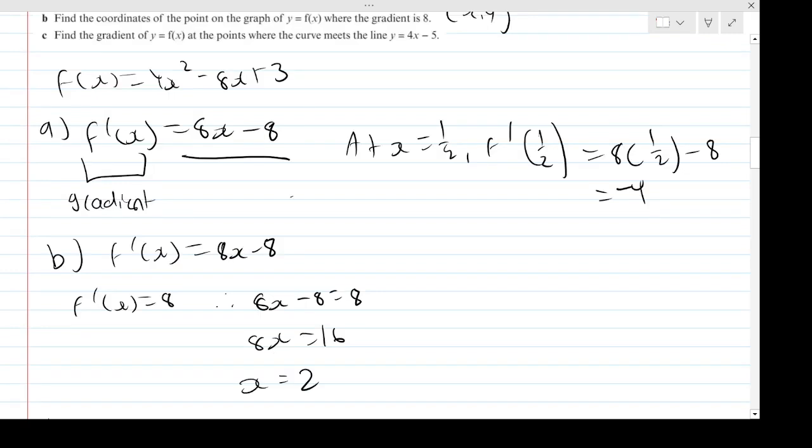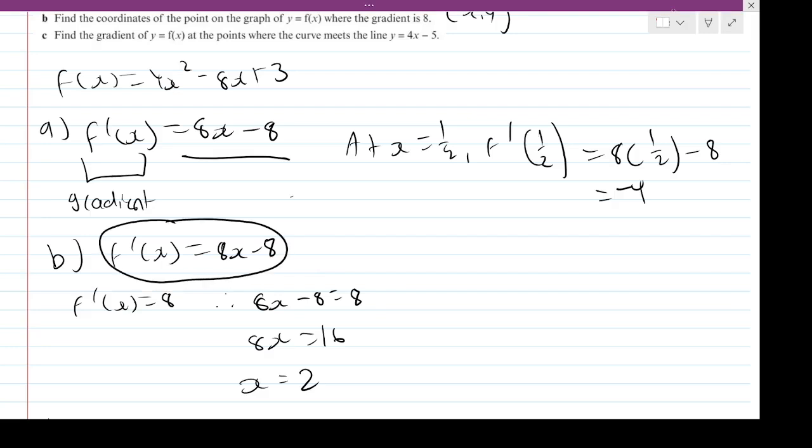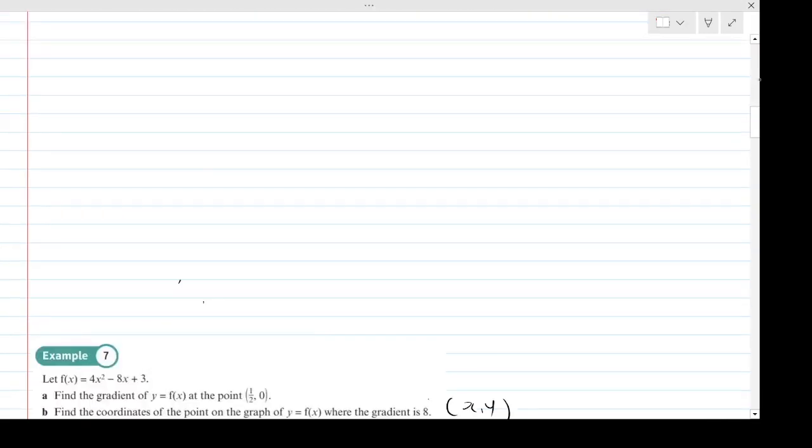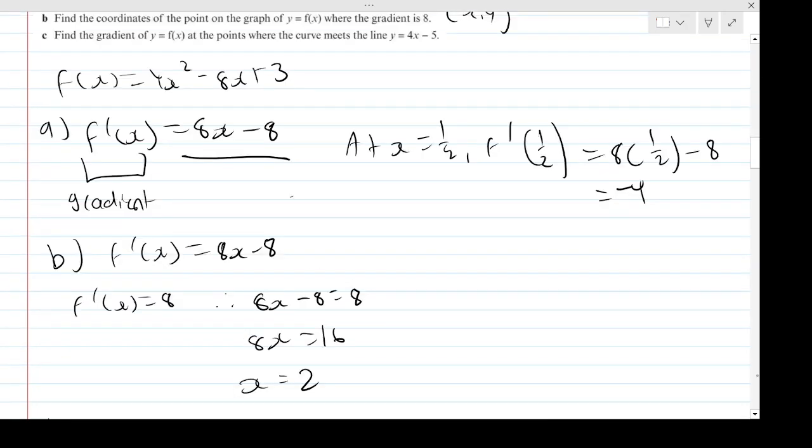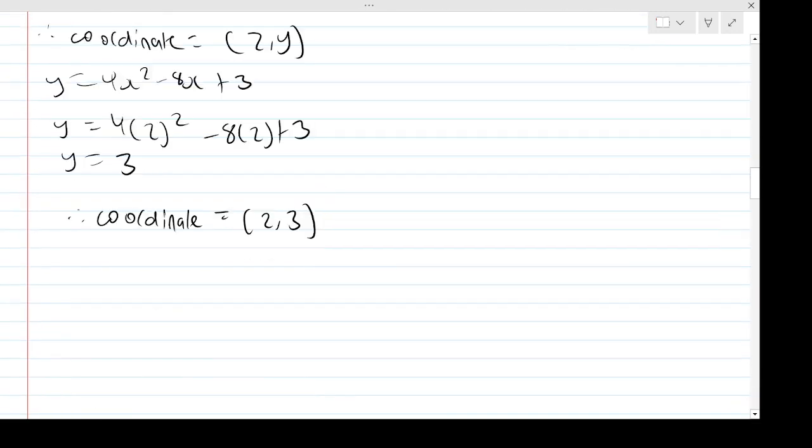So this is a good question to not be confused by what you're substituting, and where you're substituting things into. You do not substitute x is 2 into this gradient function. This is the gradient of my curve. The original curve is this. So if I want to find a point on the curve, I need to be using my original function, because that's the actual curve. F dash of x just tells me the gradient. So be very careful. Anything to do with gradients is f dash of x, but if you need to find coordinates, then you need to use the original function.